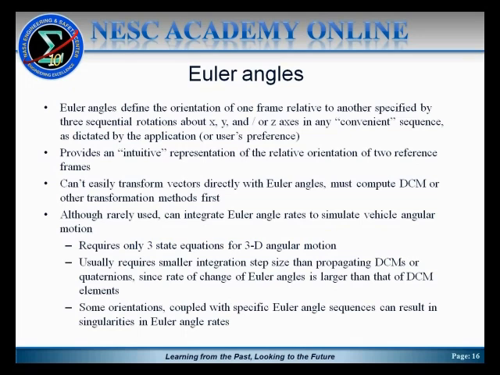Euler angles define the orientation of one frame relative to another that can be specified by 3 sequential rotations about x, y, and or z axes in any convenient sequence that is dictated by the application or user's preference. You might remember Euler's theorem that says any reference frame can be rotated to align with any other reference frame using just 3 rotations. That's the basis of Euler angles as we normally use them in flight mechanics applications. To a lot of folks, Euler angles provide a very intuitive representation of the relative orientation of those 2 frames. You can visualize them very easily.